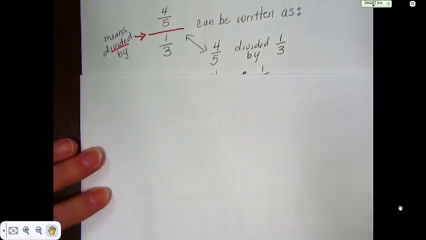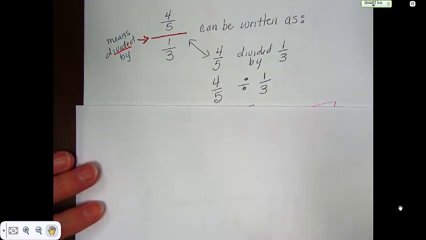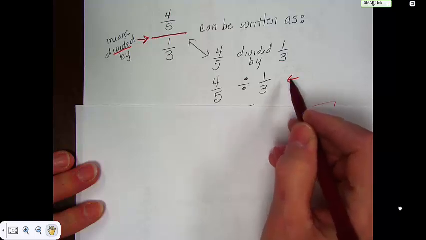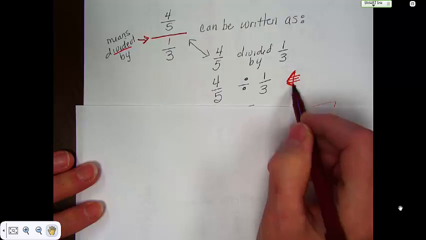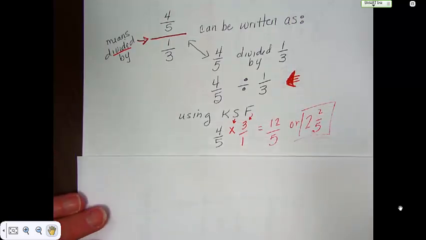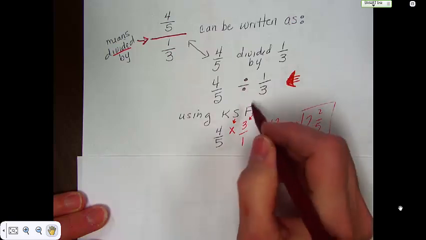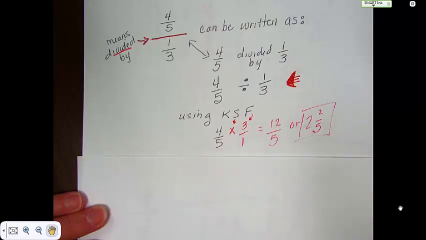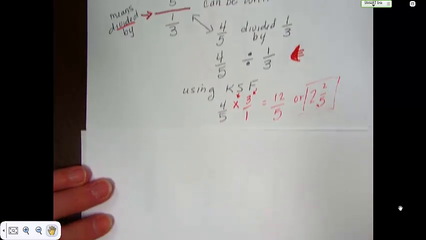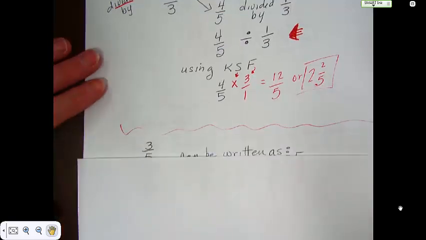Okay? 4/5 divided by 1/3. Does this look familiar to you? It should, because we have solved a whole bunch like this. Then, of course, we use keep, switch, flip. 4/5 times 3 over 1 instead of 1/3, because we have to flip the second term and change the middle to multiplication. And guess what? We end up with 12 over 5, which is 2 2/5.